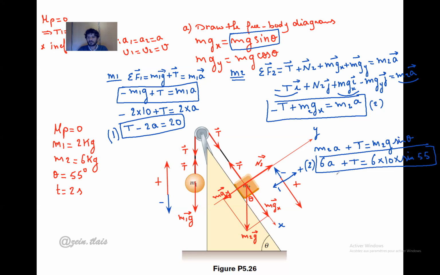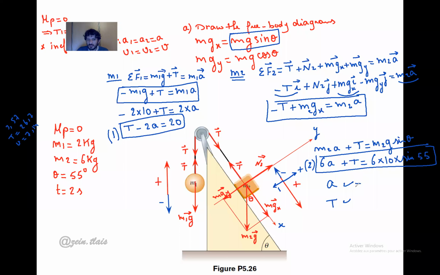You have 2 equations and 2 unknowns. You can calculate easily A and T, okay, which is equal to, we get A equals 3.57 m per second squared and T equals 26.7 Newton. Okay, we have A and T.